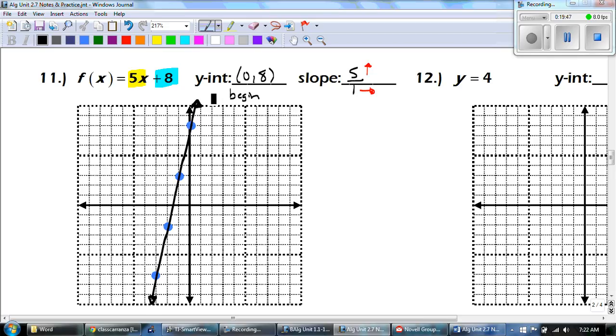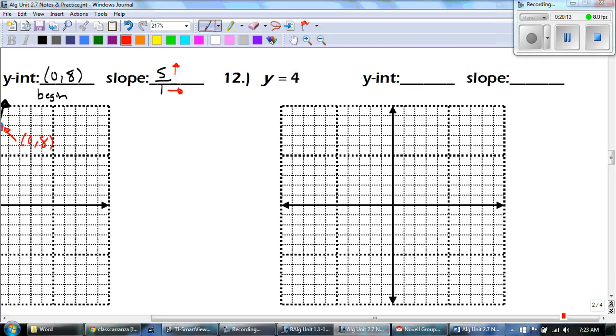Okay, and if you want to check, let's go through. There's my y-intercept. Okay, that's the point 0, 8. And from this point to this point, I go 1, 2, 3, 4, 5. So I went up 5 over 1, which is exactly what my slope told me to do. Okay?